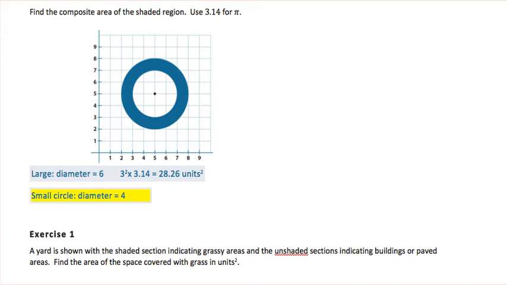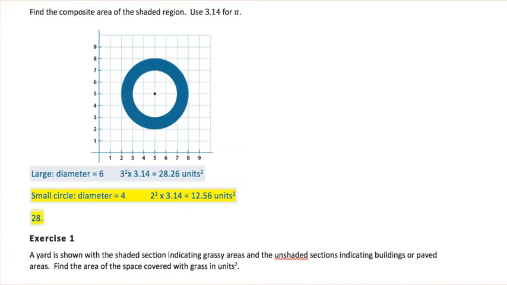For our small circle, the diameter is 4. So our radius is 2. It has to be squared times 3.14. And 4 times 3.14 is 12 and 56 hundredths square units. And so for the shaded region, we subtract 28.26 minus 12.56, and we find that shaded region to be 15 and 7/10 square units.